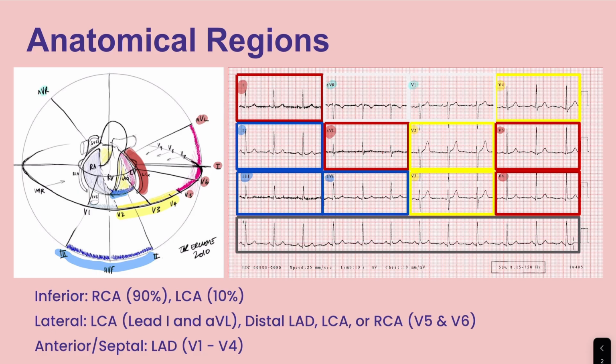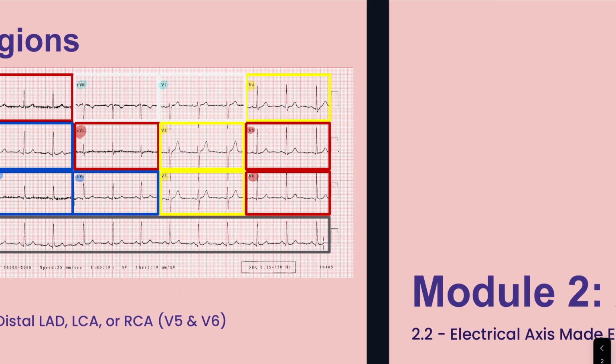To piece together just a little bit more here, the inferior leads are typically supplied by the RCA 90% of the time, or the LCA. The lateral leads are supplied by the LCA for lead 1 and AVL, and then either the distal LAD, the LCA, or the RCA, depending, for V5 and V6. And for the anterior and septal leads, that's going to be our LAD for V1 through V4.